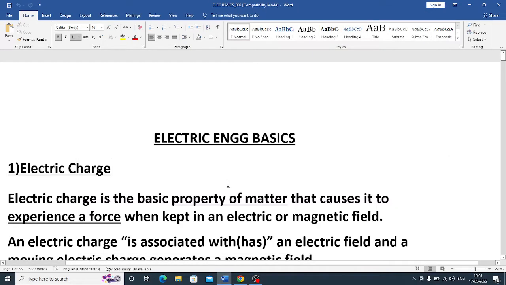Class 1: Electric Basics. So what is charge?